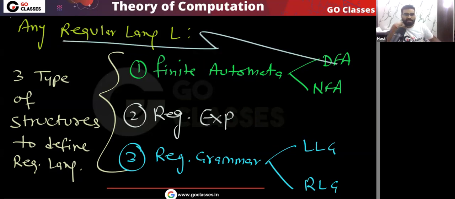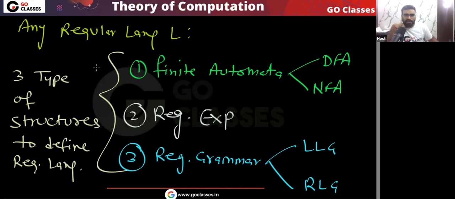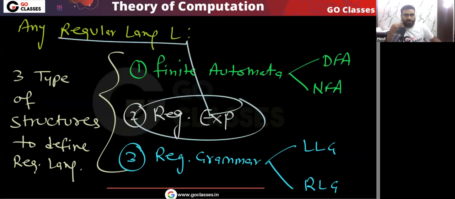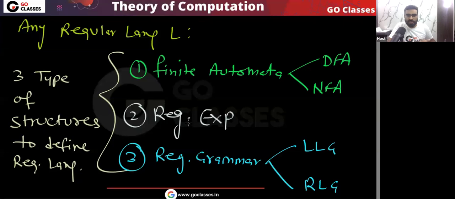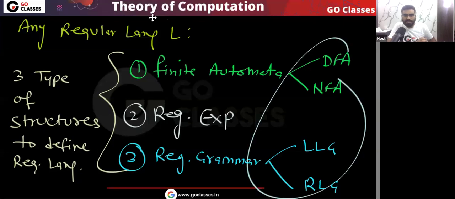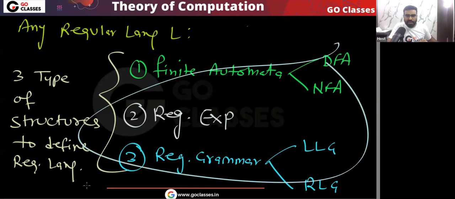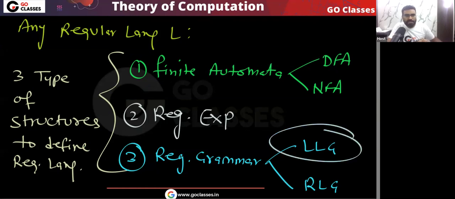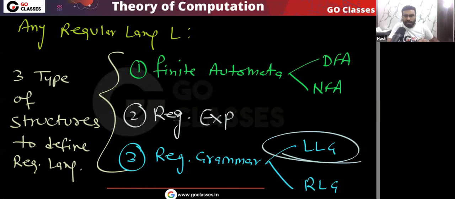For every regular language there is a DFA. For every regular language there is an NFA. For every regular language there is a regular expression. Okay, is this clear? So all these things are basically equivalent: DFA, NFA, regular expression, LLG, RLG, left linear grammar, right linear grammar. All these things are basically equivalent.